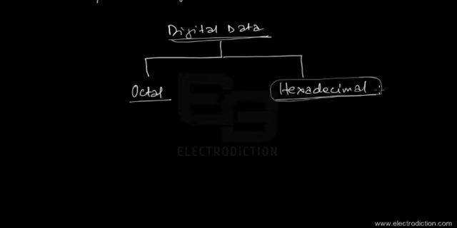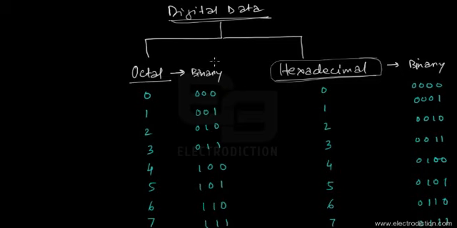Both the octal and the hexadecimal number systems are just a shorter and more meaningful way, in terms of human beings, of representing binary numbers. So both octal and hexadecimal numbers can be converted to their equivalent binary numbers also. These are the two equivalent binary number columns, and now I'm going to give the chart.